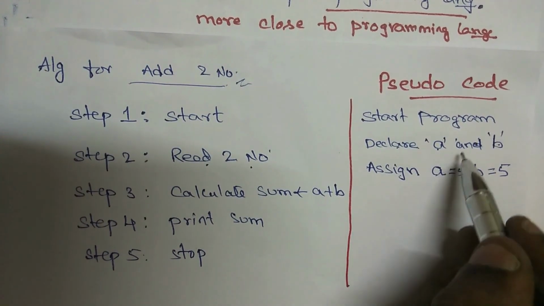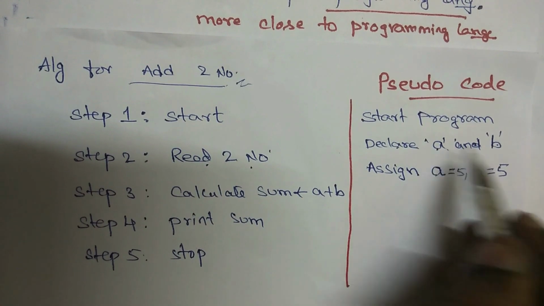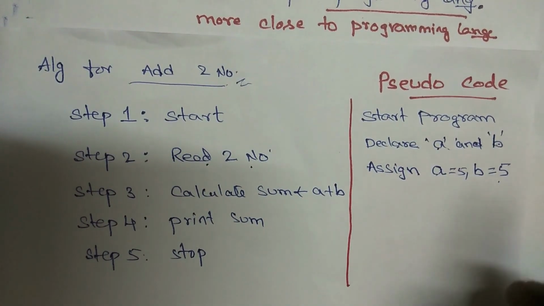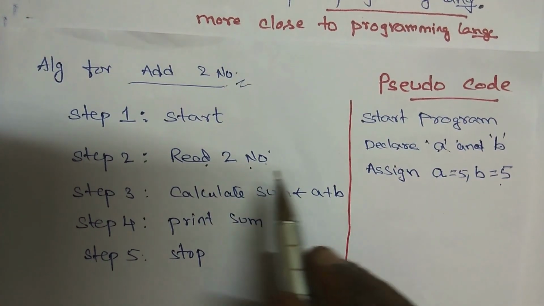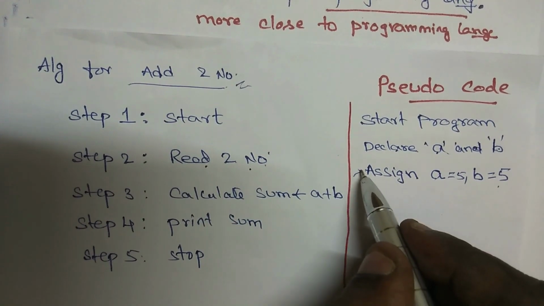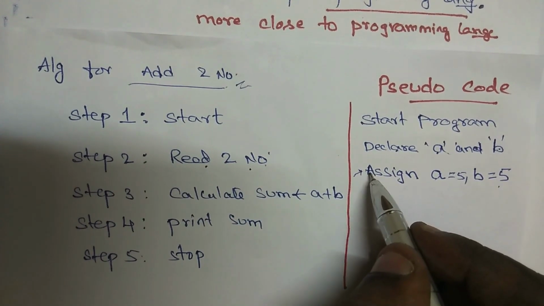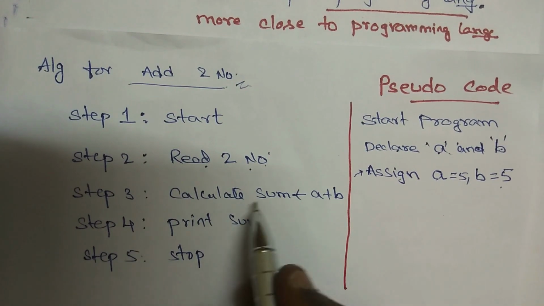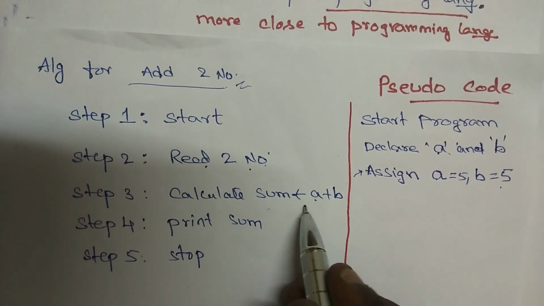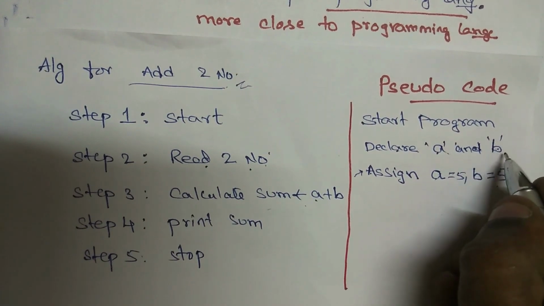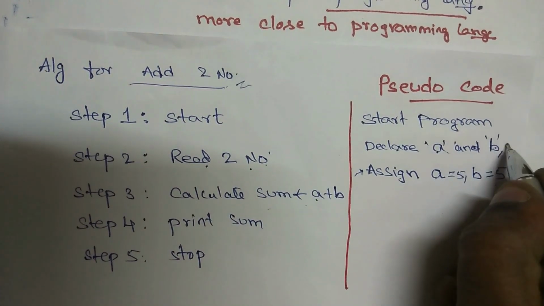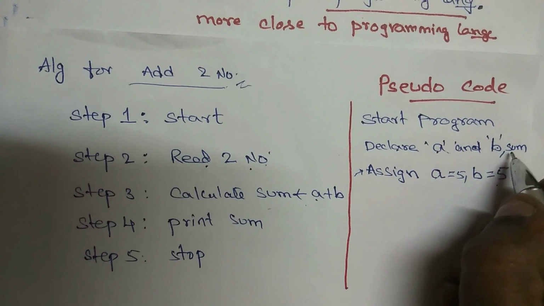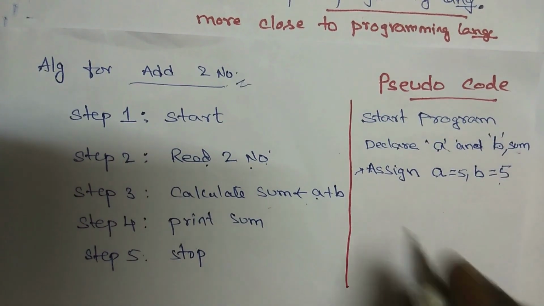After that we assign the value of A and the value of B. That is the read. It means you assign the value at runtime, or you initialize it statically. After that, calculate. If you require one more variable, you can declare it, that is the sum. It is also a variable to store the result.